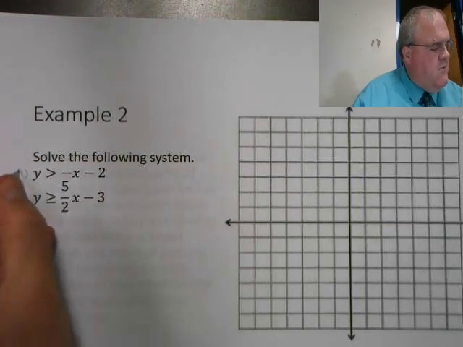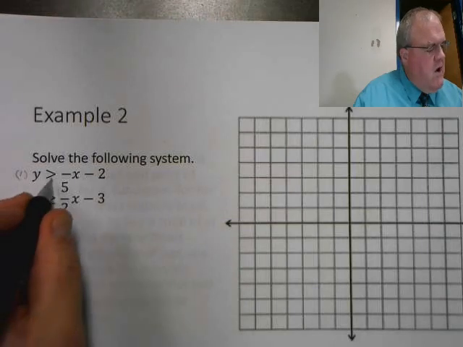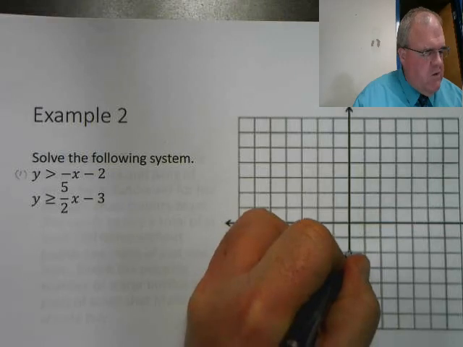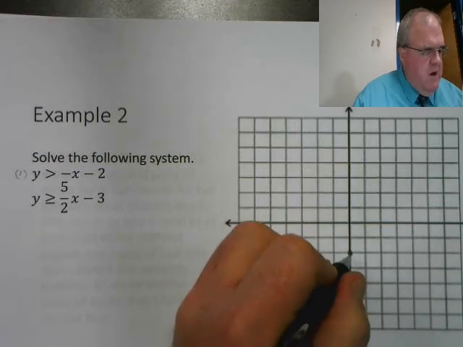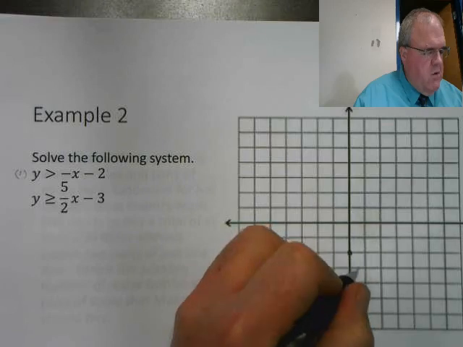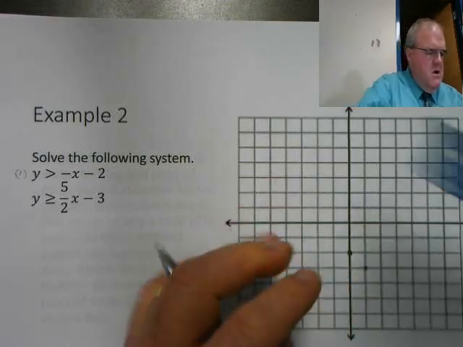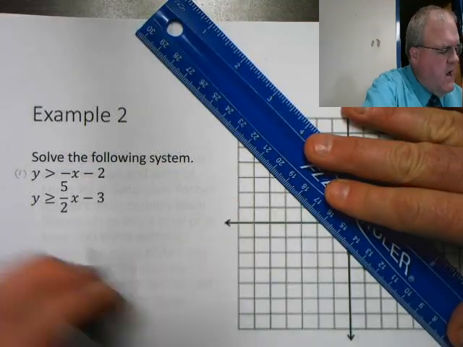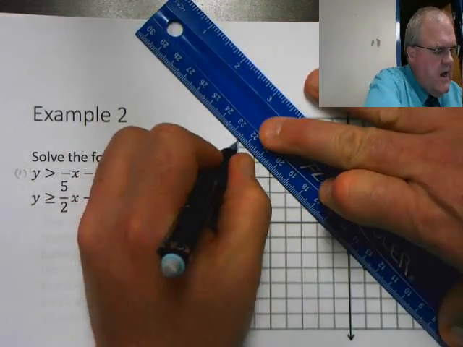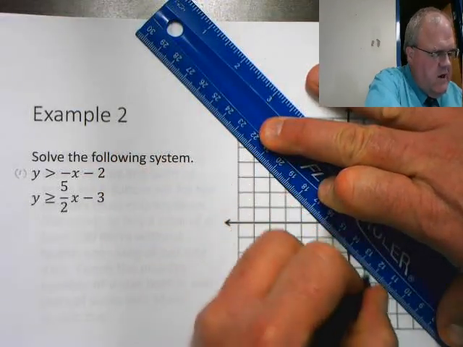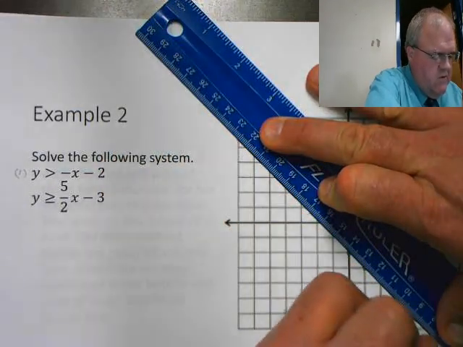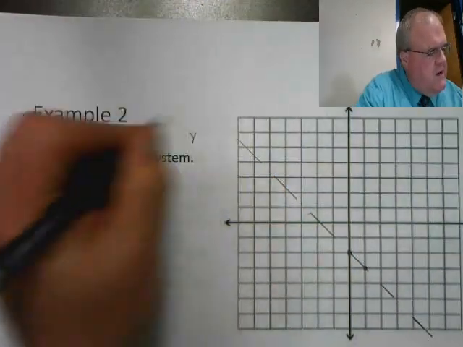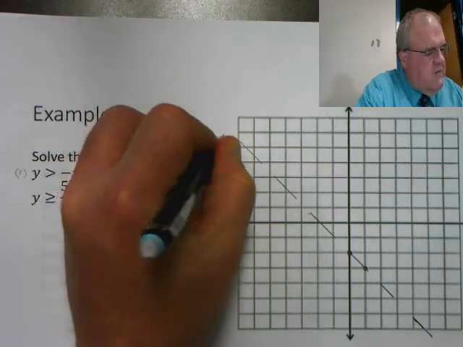So I'm going to graph the first equation. Y is greater than negative x minus 2. So I'm going to come down to y equals negative 2. And my slope is negative 1, so I'm going to go down 1, right 1, and I'm going to draw my line. This is a dashed line because it does not have the equal to, it is just greater than. And I'm going to label this as y greater than negative x minus 2.